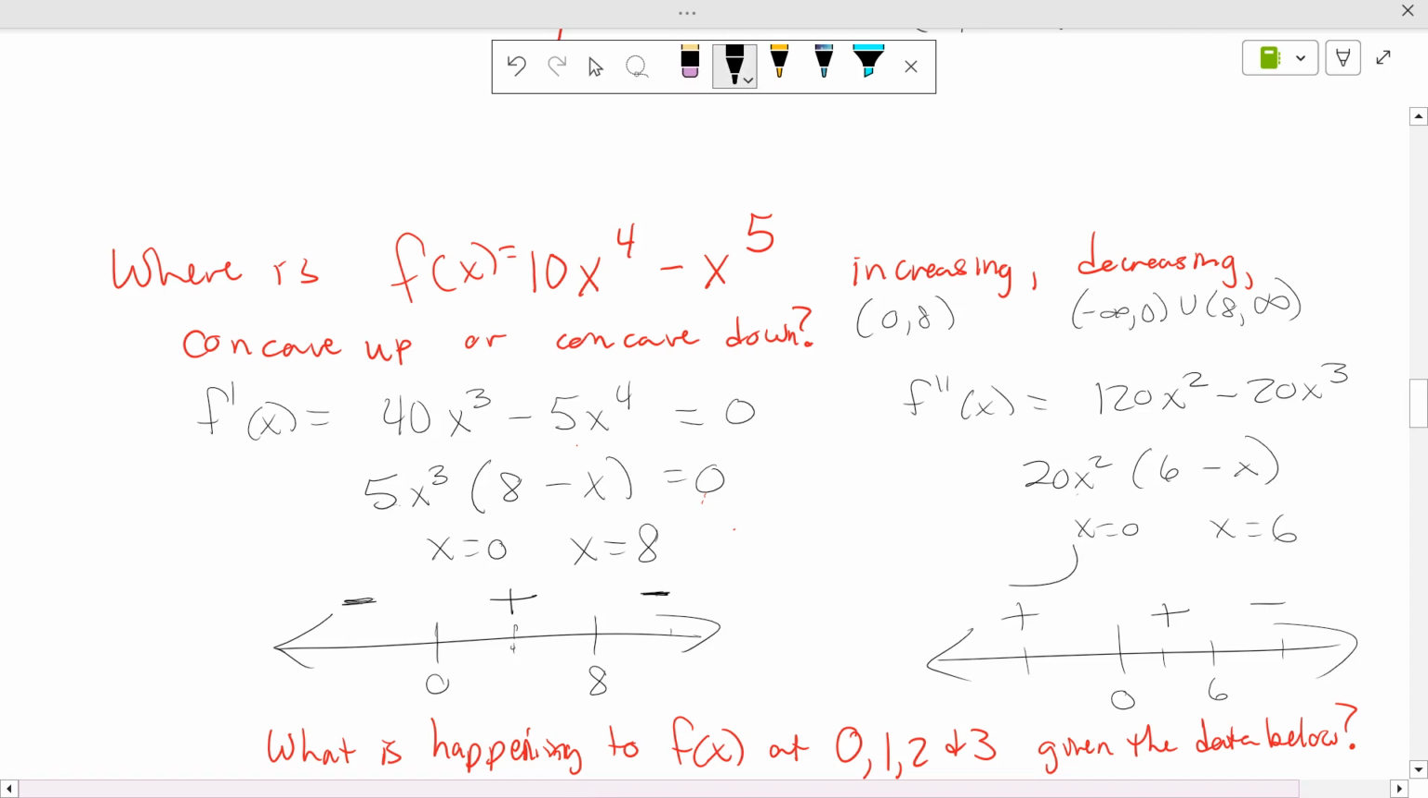Oh, actually, it's probably this. Something like that. So it's concave up from negative infinity to 0, and then from 0 to 6, it's concave down from 6 to infinity. Okay?